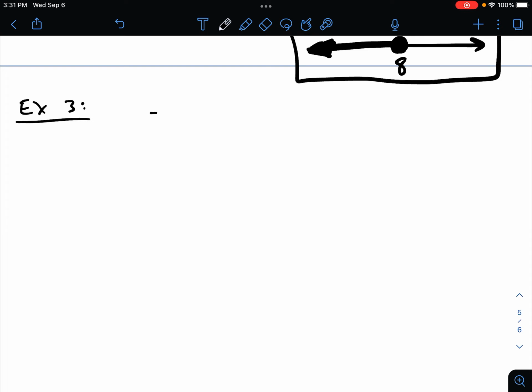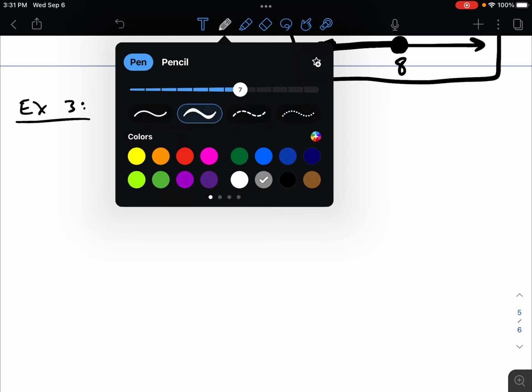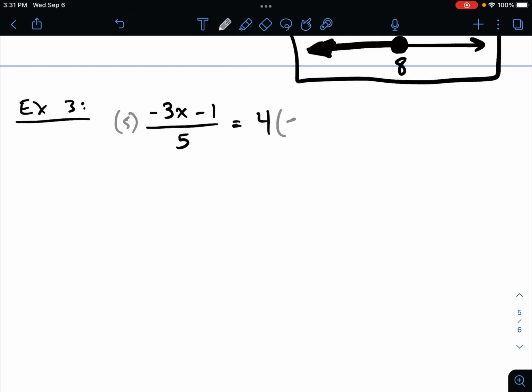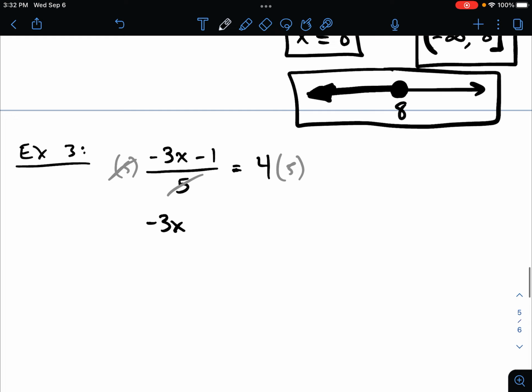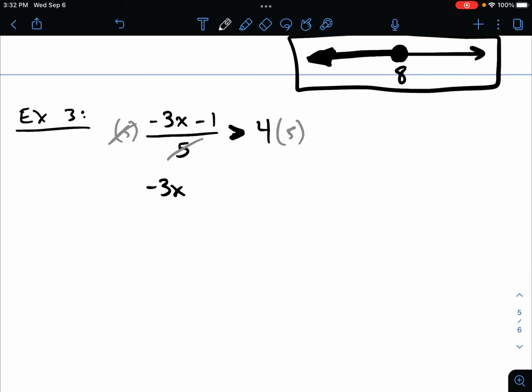All right, let's do negative 3x minus 1 all over 5 equals, let's make it a 4, all right? So I would start by multiplying both sides by 5 here. Times 5, times 5. We see that a 5 on top and bottom will cancel out with each other, leaving me with negative 3x minus 1. And you know what, my mistake here, I put an equal sign here. Let's make it just greater than. So change that to just greater than for me, all right? So now we've got negative 3x minus 1 is greater than 20.